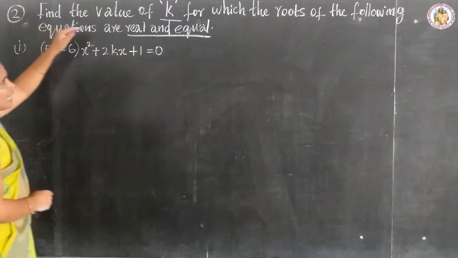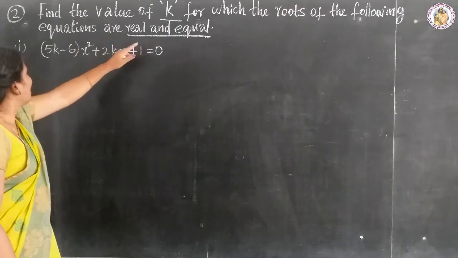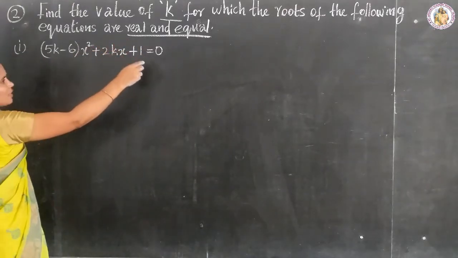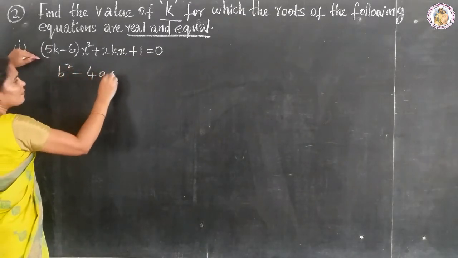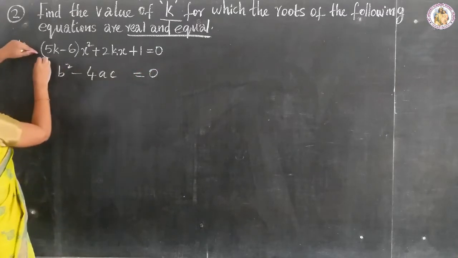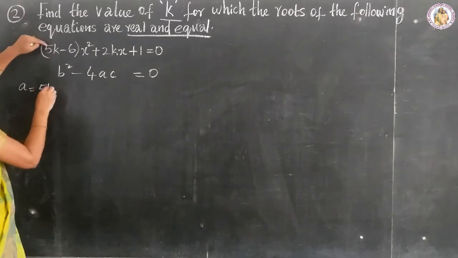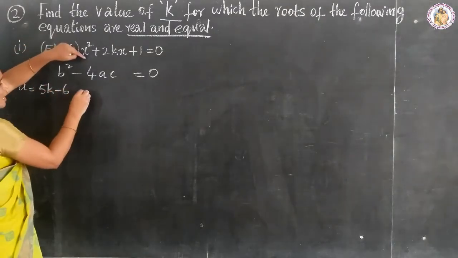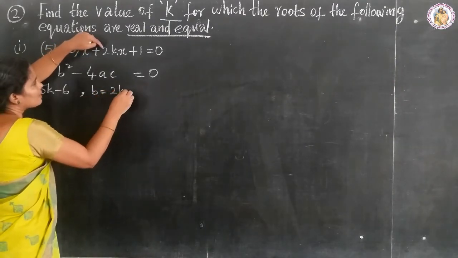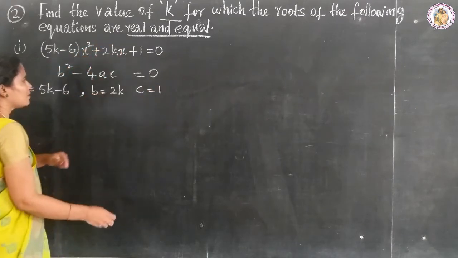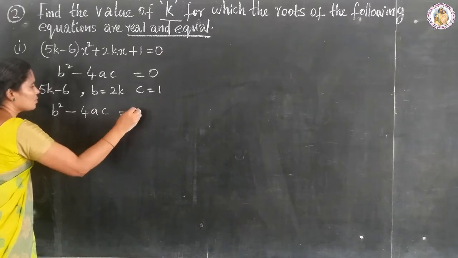Question number 2. Find the value of k for which the roots of the following equation are real and equal. Since it is given as real and equal, the discriminant is equal to 0. So b square minus 4ac is equal to 0. Now taking a is equal to 5k minus 6, b is equal to 2k, and c is equal to 1.